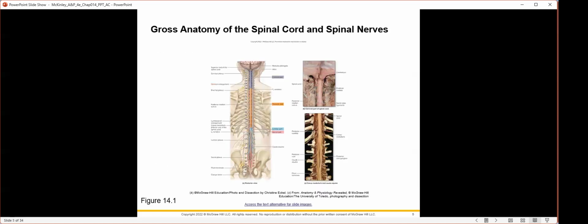And I want to make sure I note this, okay? Cervical region, right, in the neck. Thoracic region, right around where the rib cage is. Lumbar region, lower back, and then sacral region down here where the sacrum and coccyx are.